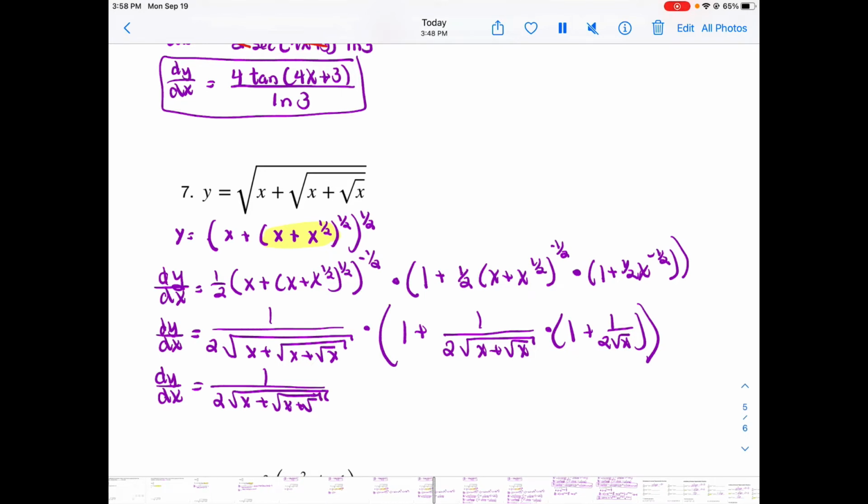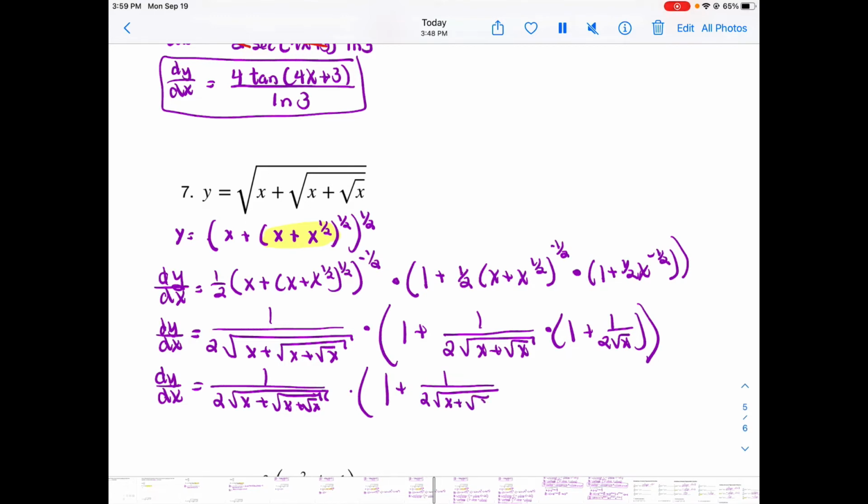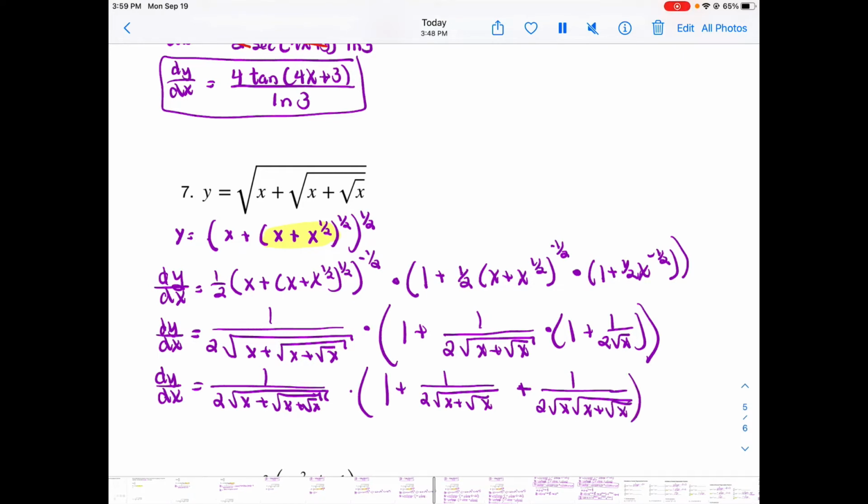Okay, let's simplify this out. I'm just going to simplify by first multiplying toward the end here. So I'm going to distribute this 1 over to the square root of x plus square root of x, to each of those two terms in the most inner parentheses. And now I'm going to distribute my first term to all 3 of those terms in my second parentheses.